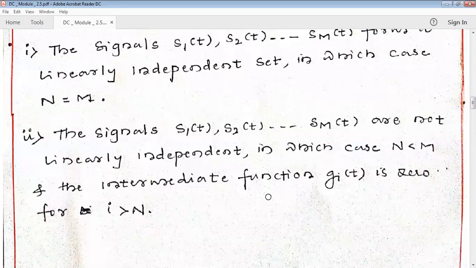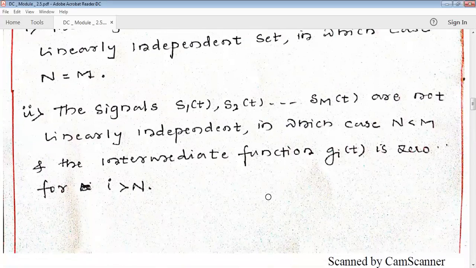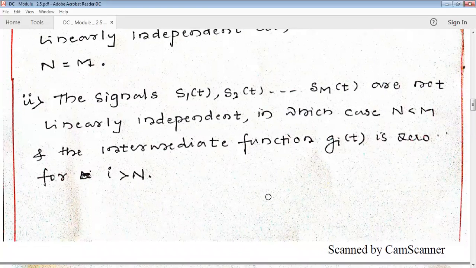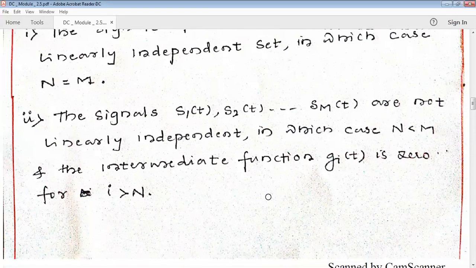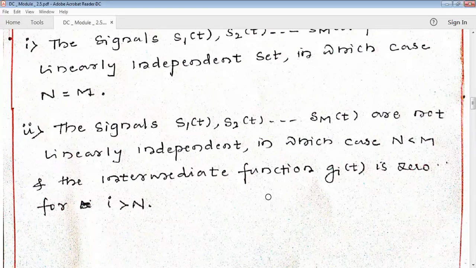And the second possibility is that the signals S1 of t, S2 of t, up to S_M of t are not linearly independent, meaning they are linearly dependent, in which case we have to choose N less than M, and the intermediate function g_i of t must be 0 for i greater than N. And when we solve the example on this Gram-Schmidt orthogonalization procedure, we'll discuss these two possibilities and how to choose N and M in the next video.